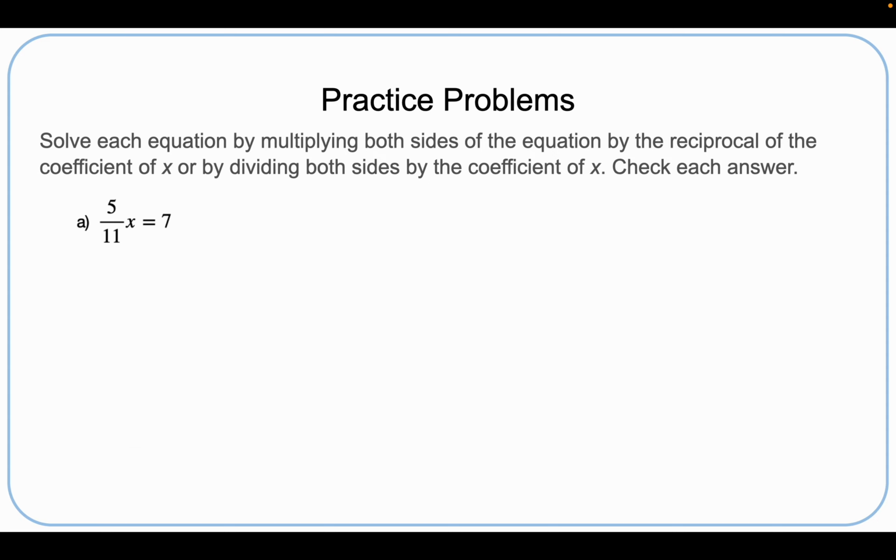Okay, first problem. We have 5 over 11 times x equals 7. So here we're going to want to use the multiplication property. So let's multiply both sides by the reciprocal, which is 11/5. And I'm going to use a dot for my multiplication symbol this time.